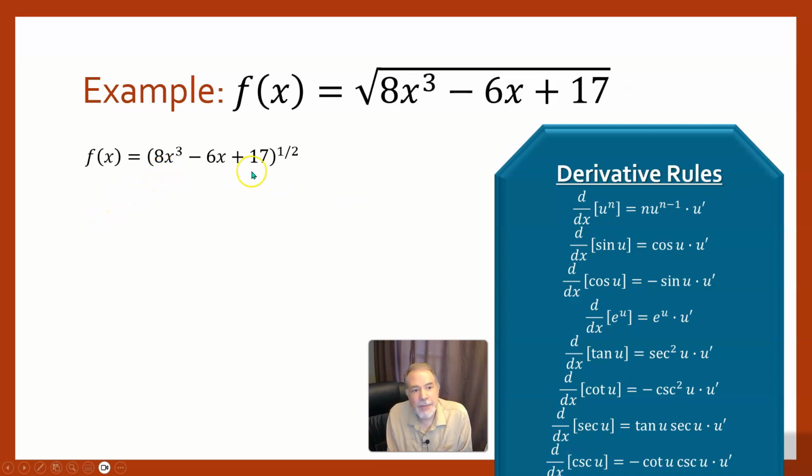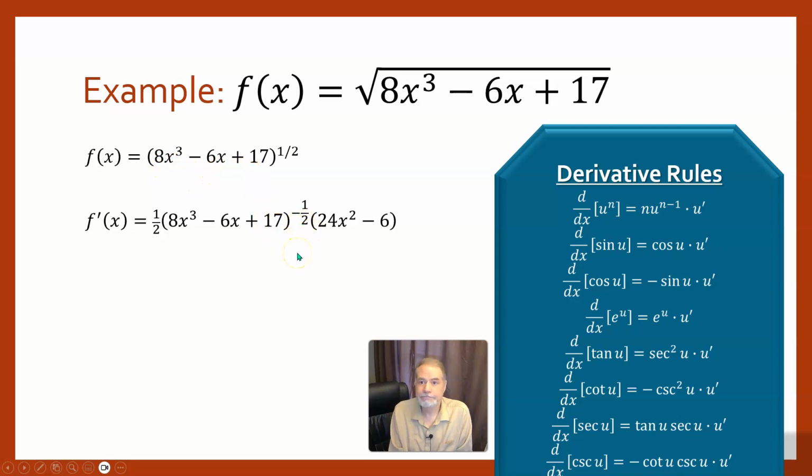But thinking of it as something to the 1/2 power means we can use this power rule on it. We know that the derivative of anything to a power is the power times that thing to the original power minus 1 times the derivative of that thing. So applying that rule here, we get 1/2 times 8x cubed minus 6x plus 17 to the, and then 1/2 minus 1 would be negative 1/2, and then times the derivative of the thing inside the parentheses that we were originally raising to the 1/2 power.